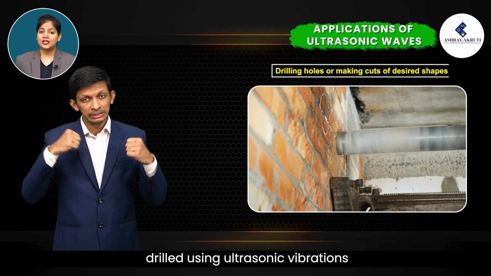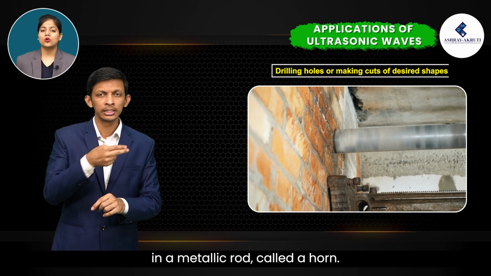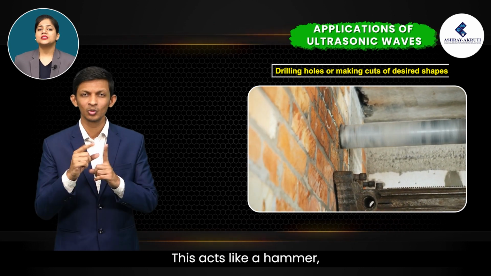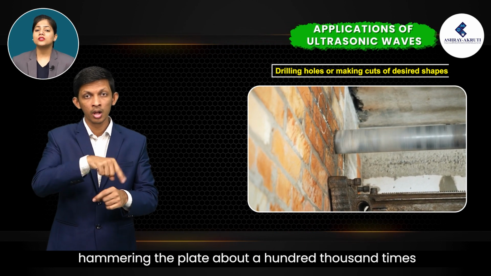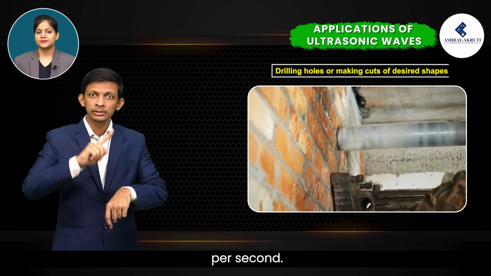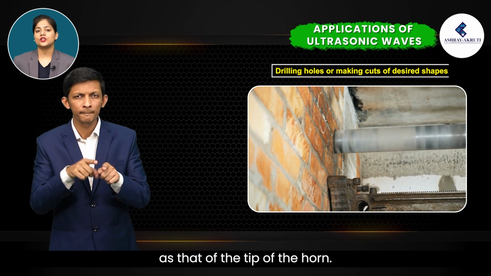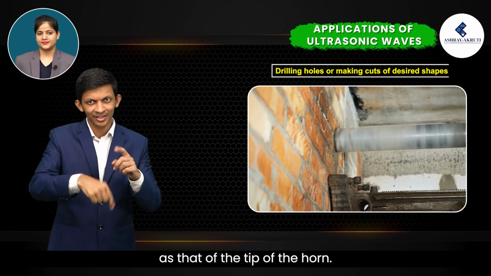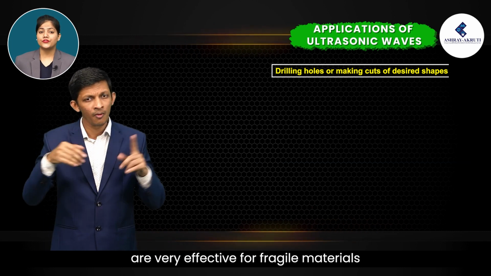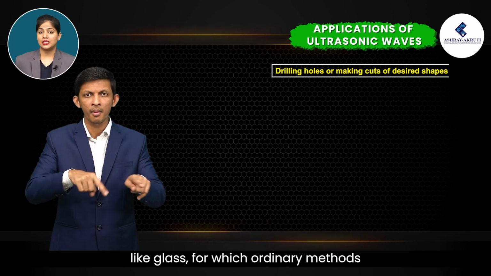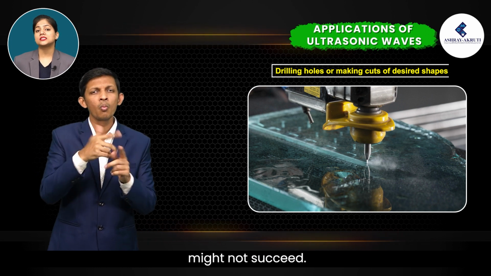Holes can also be drilled using ultrasonic vibrations produced in a metallic rod called a horn. This acts like a hammer, hammering the plate about 100,000 times per second. The shape of the hole is the same as that of the tip of the horn. Ultrasonic cutting and drilling are very effective for fragile materials like glass, for which ordinary methods might not succeed.